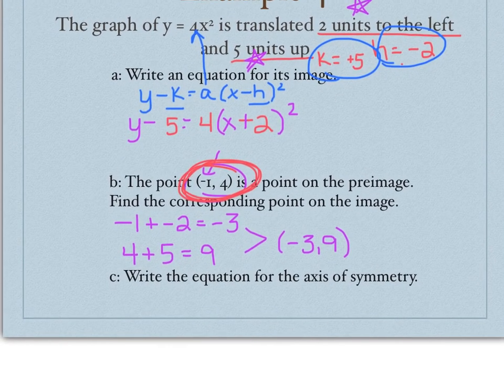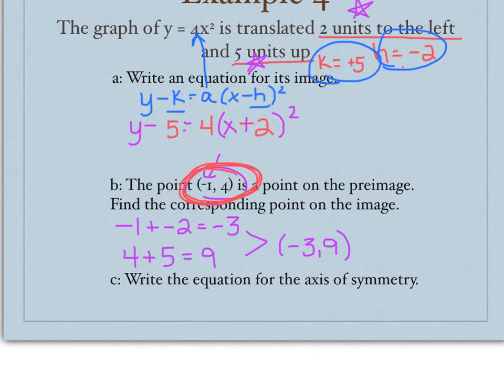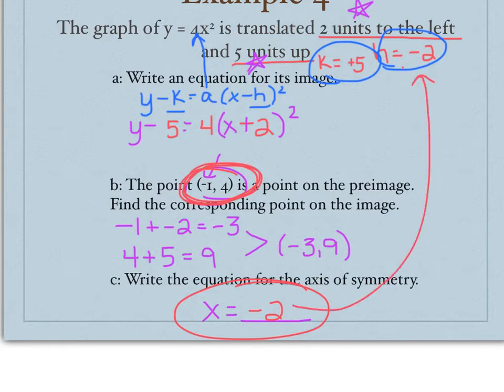And then C, there's that dreaded question. Write the equation for the axis of symmetry. Axis of symmetry is a vertical line, so it's always just x equals some number. And that number is always your h value. Okay, my h value from up above was -2. So my equation is just going to say x equals -2. That's it for axis of symmetry. Always comes from h. Especially if you have h in front of you already, this should be a really easy question.